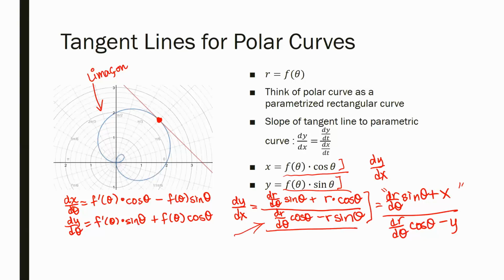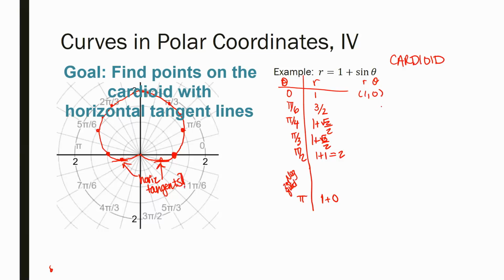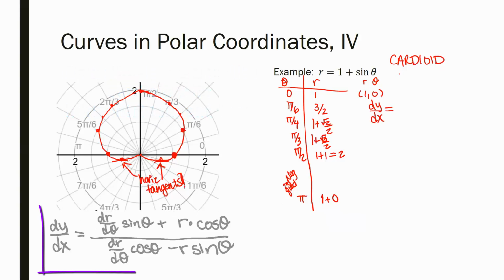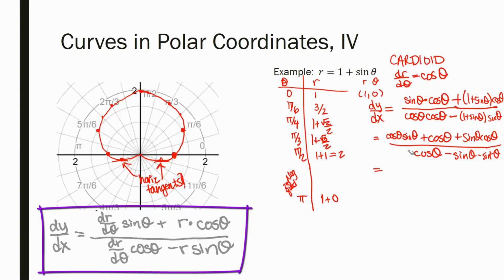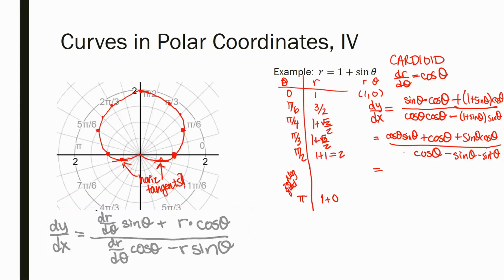So if we went back to the cardioid and we wanted to find the horizontal tangents, then if we're looking for dy dx, what is that in this case? So here's the formula on the bottom left for the slope of the tangent line to a polar curve. And on the top right, you can see where I've gone through the math. The derivative of r with respect to theta here is cosine theta. Then I've input that expression into my slope of the tangent line formula. And in that next line, I just expand it out. So 1 plus sine theta times cos theta on the top, and 1 plus sine theta times sine theta on the bottom. Now let's simplify.